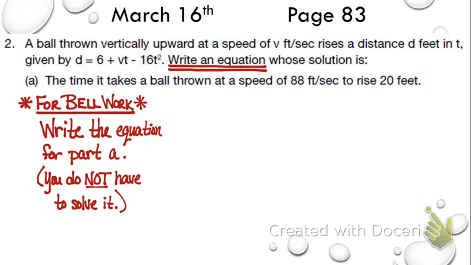All right. So what have we come up with? What are we going to substitute and where? Substituting 20 feet for D. Yep. 20 feet. This is going to take the place of D in the formula, so it's going to be 20 equals 6 plus 88t, because here's our speed, so this goes in for V.